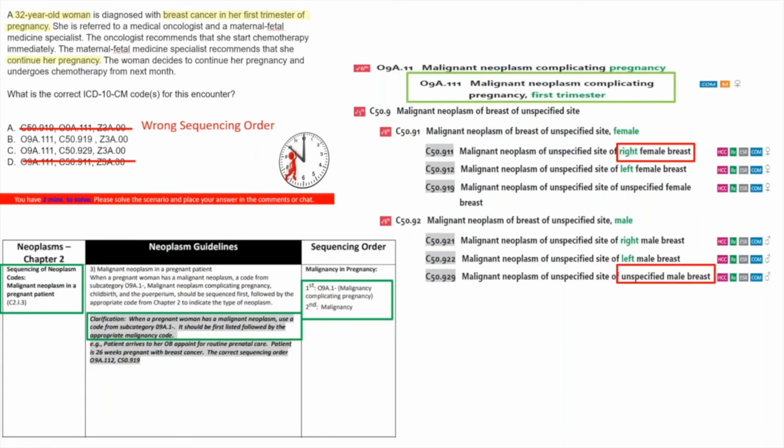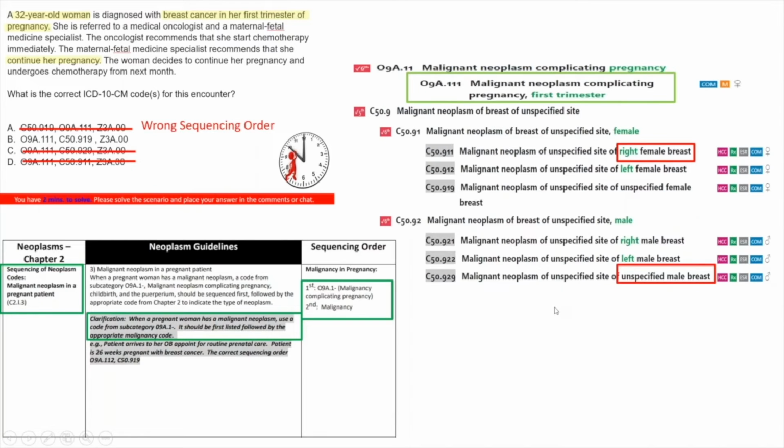And let's look into the next, C50.929, which is present in option C, which is coding for malignant neoplasm of unspecified site of unspecified male breast. Now, this is a pregnant patient, and we all know that this is incorrect because it is a woman, and the C50.929 is coding for malignant neoplasm of unspecified site of unspecified male breast. So option C is also incorrect.